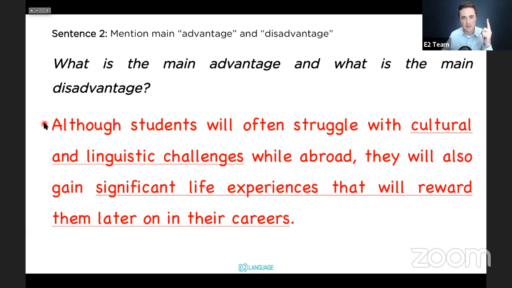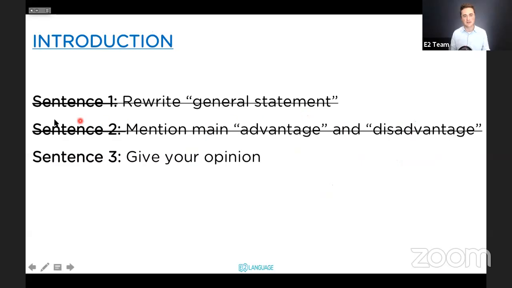One paragraph will be about language and cultural challenges of studying abroad. My second paragraph will be about how you can benefit your life from personal experience, okay? Cool. We've done sentence 2. Now we move on to sentence 3. We need to give our opinion.